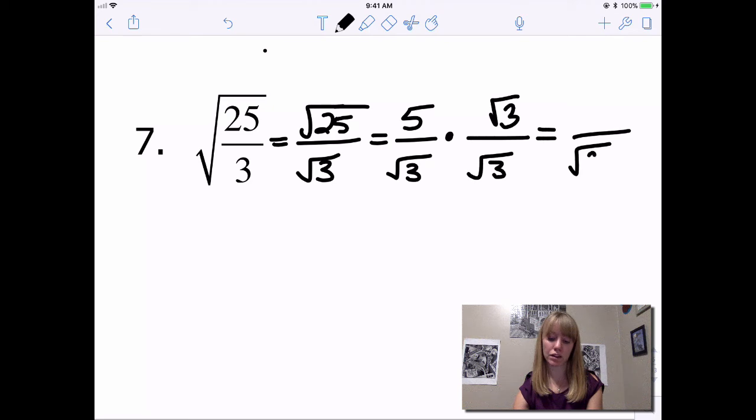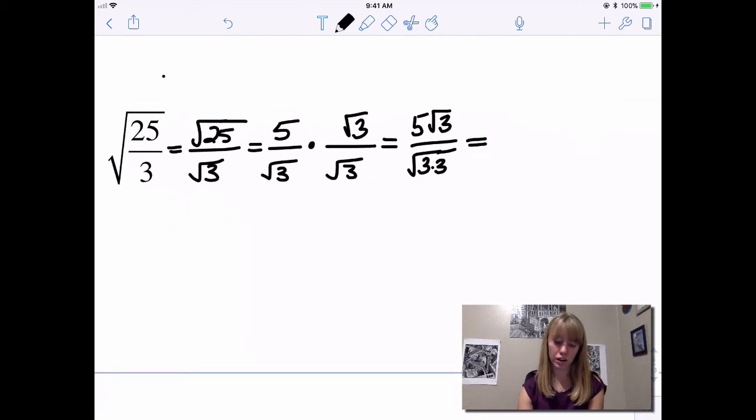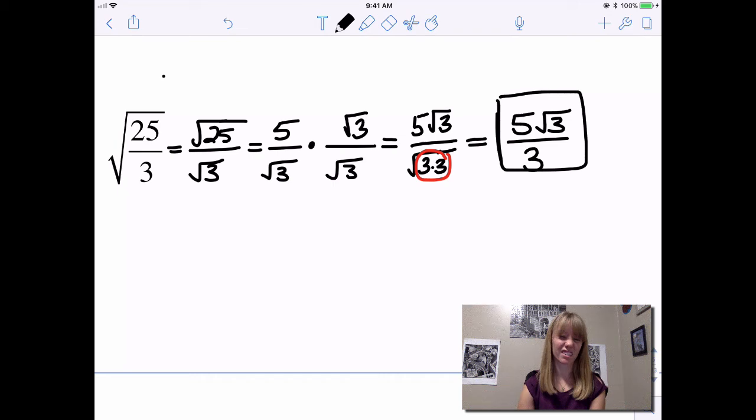So on the bottom, I get radical 3 times 3. And then on the top, when you have a regular number without a radical multiplied by a radical, they're not two things that you can multiply. So I can just squish them next to each other. Remember, like with variables, when we put variables next to each other, that really means that you're multiplying them. So on the numerator, I've got 5 rad 3, or 5 square root of 3. On the bottom, I have a pair of 3's. This is my final answer, even though it looks kind of funny.